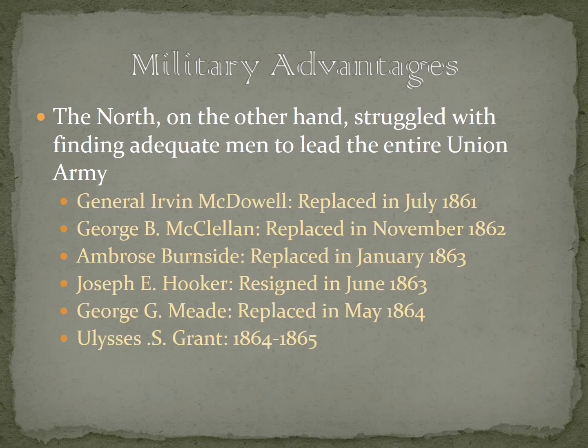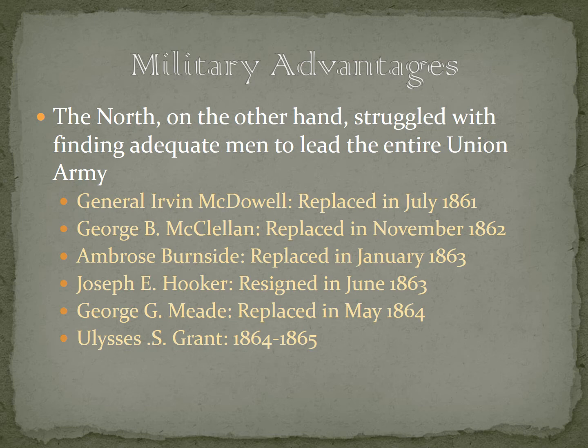So the North struggled with finding adequate men to lead the entire Union Army, and you can see the names of the main generals that the Union Army possessed and had in command. Now, of course, these are not the only generals that the Union had. These are just your leading generals, your four-star generals, if you will, your general-in-chiefs. Okay. Well, in 1861, the Union starts with a general named Irvin McDowell.